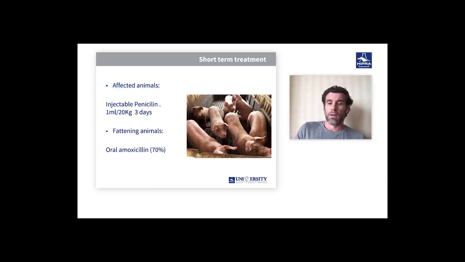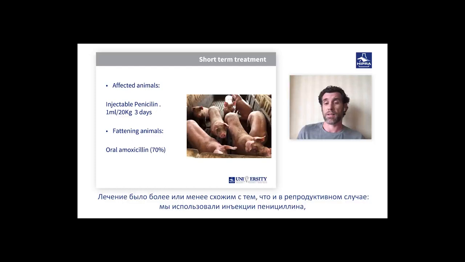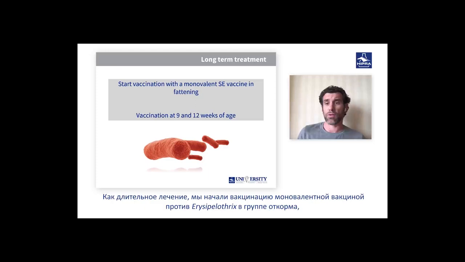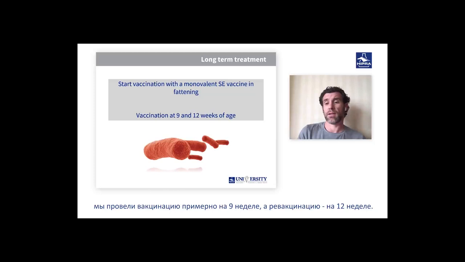The treatment was more or less similar to the reproductive case. We use injectable penicillin, and in the fattening animals we use an oral amoxicillin in drinking water. And in a long-term treatment, we start vaccination with a monovalent erysipelas vaccine in the fattenings. We vaccinate around week 9, and the second vaccination in week 12 of age.